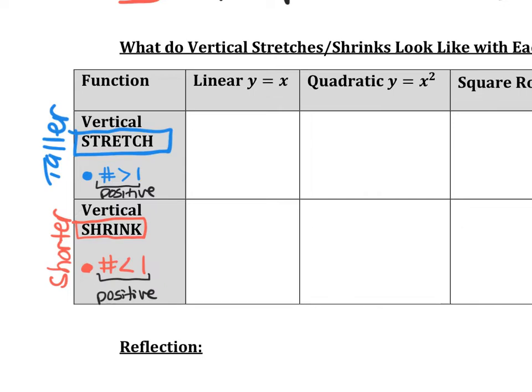Okay, so for a linear function, there's kind of two ways that we can look at this. One is when we have the parentheses. So if we had 3 and then in the parentheses x, again, this is multiplication. Or if there's no parentheses at all and it's just 3x, that would be the same as well. So this would be a vertical stretch by 3, because 3 is greater than 1. You can just write V instead of vertical stretch.